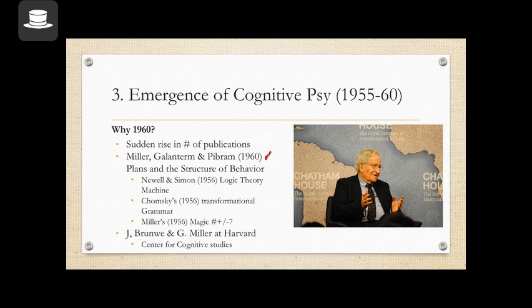Next, Miller, Galanter, and Pribram published a book, Plans and the Structure of Behavior, which was based on the important presentations given at that conference, related to mental processes. Then, the same year, a Center for Cognitive Studies was established at Harvard by Miller and his colleagues. These three important events happened in 1960 and are related to the idea of cognitive psychology. So 1960 is considered the year of birth of cognitive psychology.